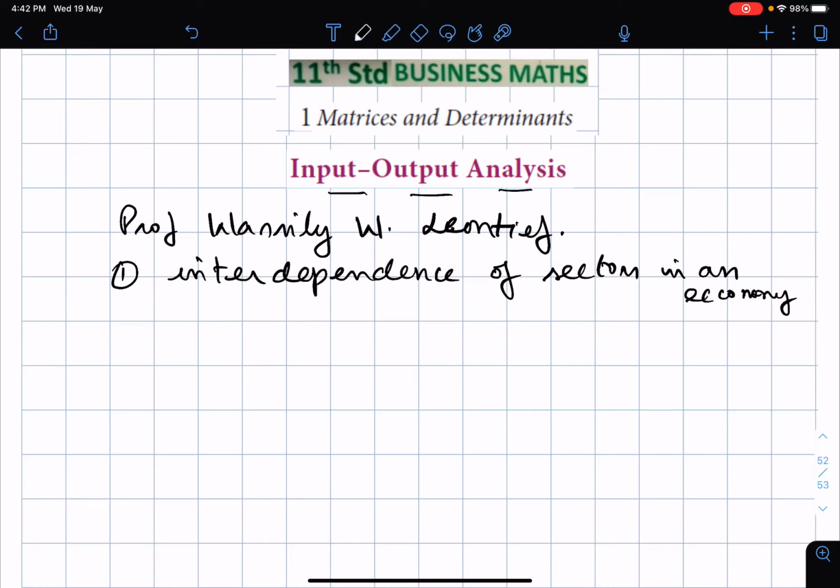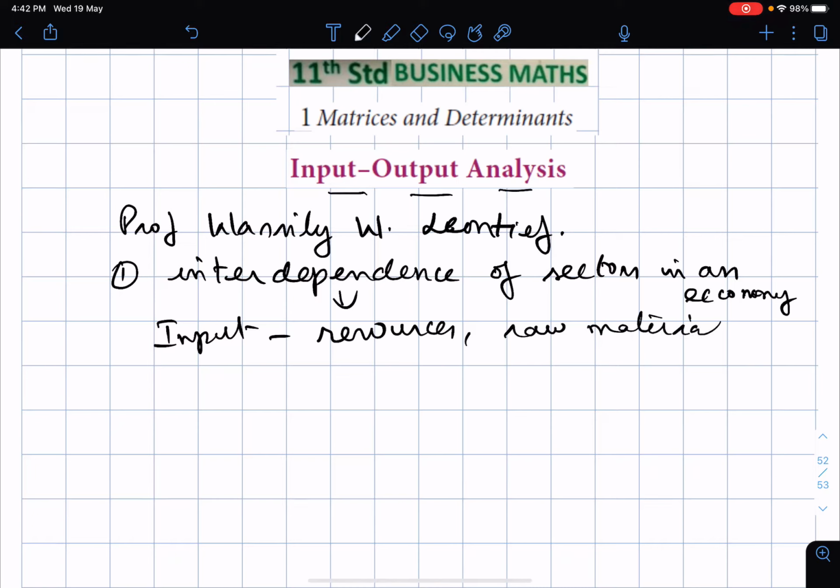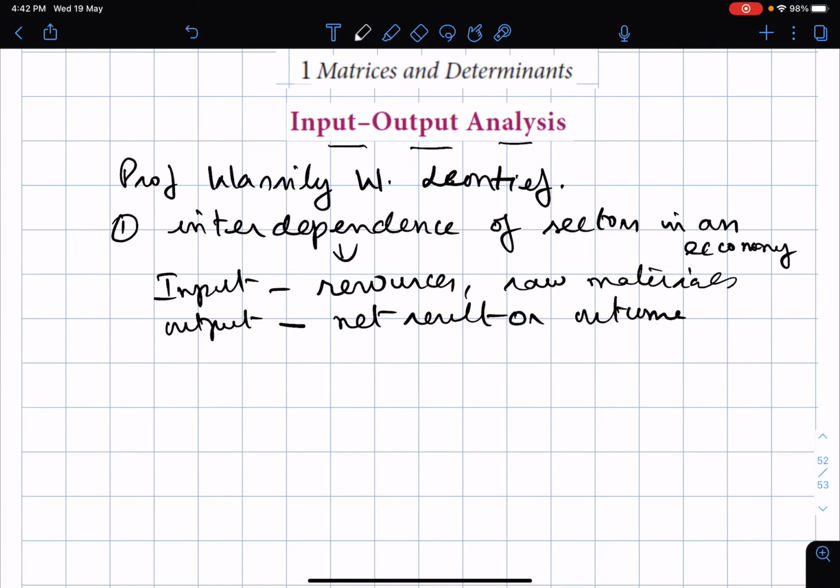This interdependence between the sectors is what is studied in input output analysis. What do you mean by input? The resources and raw materials that are required to produce something. And what is output? Output is the net result or outcome, whatever we manufacture, and it may be of any type. And the third point: what about the input and output as far as they are concerned?